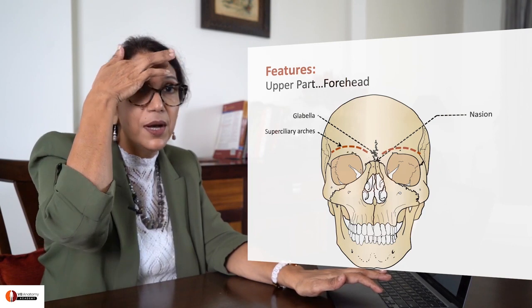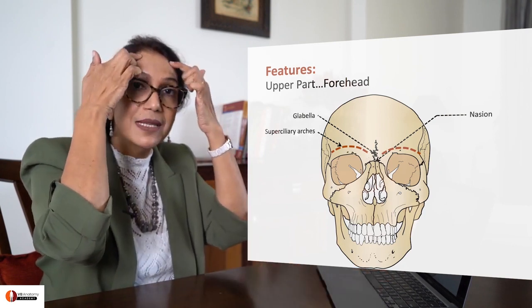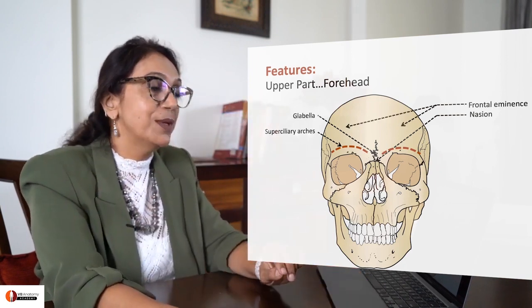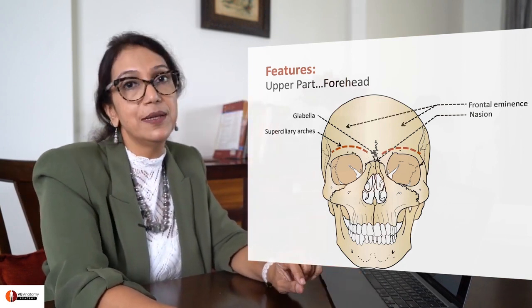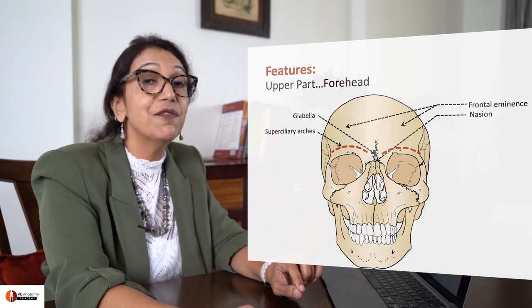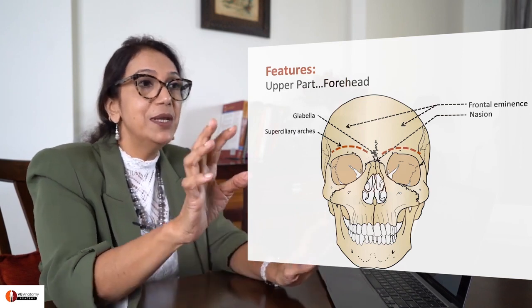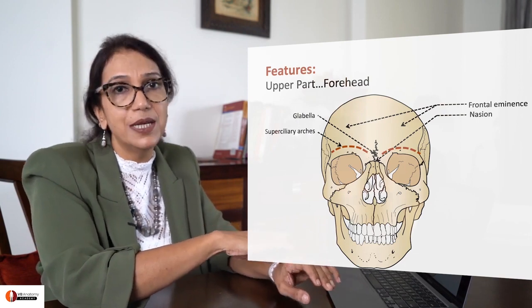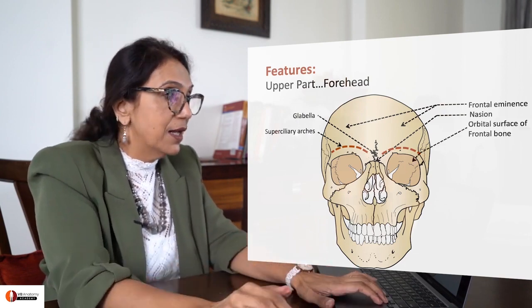Now run your hand above till you come to two prominences on your skull. Can you feel them? Yes. Each of these prominences is called a frontal eminence. What is it called? Frontal eminence. Frontal eminence is quite prominent in females, however much less prominent in males.